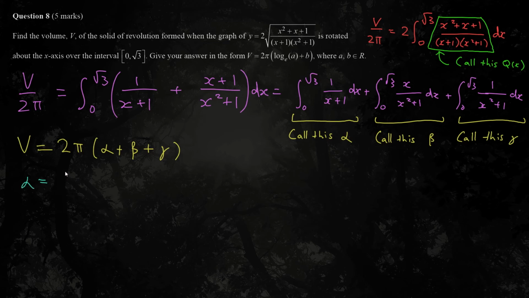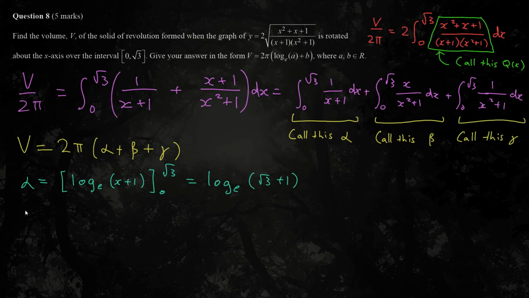Alpha is pretty easy. So the antiderivative of 1 over x plus 1 is log to the base e of x plus 1 from 0 through to root 3. If I put x equals 0 in, I'm going to get log to the base e of 1, which is just 0. And so I don't need to include a term for x equals 0. So this is log to the base e of root 3 plus 1.